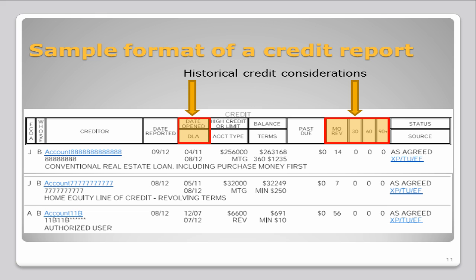Then we go over to the months reviewed and the number of days late. That's on the right-hand side here. The months reviewed shows the age of the payment history. Most mortgage lenders want at least 12 months for each line of credit. And furthermore, when you look to the right of that, you've got your 30, 60, and 90 plus. So these are going to show how many times you've had over 30 days late, over 60 days late, and then over 90 days late.